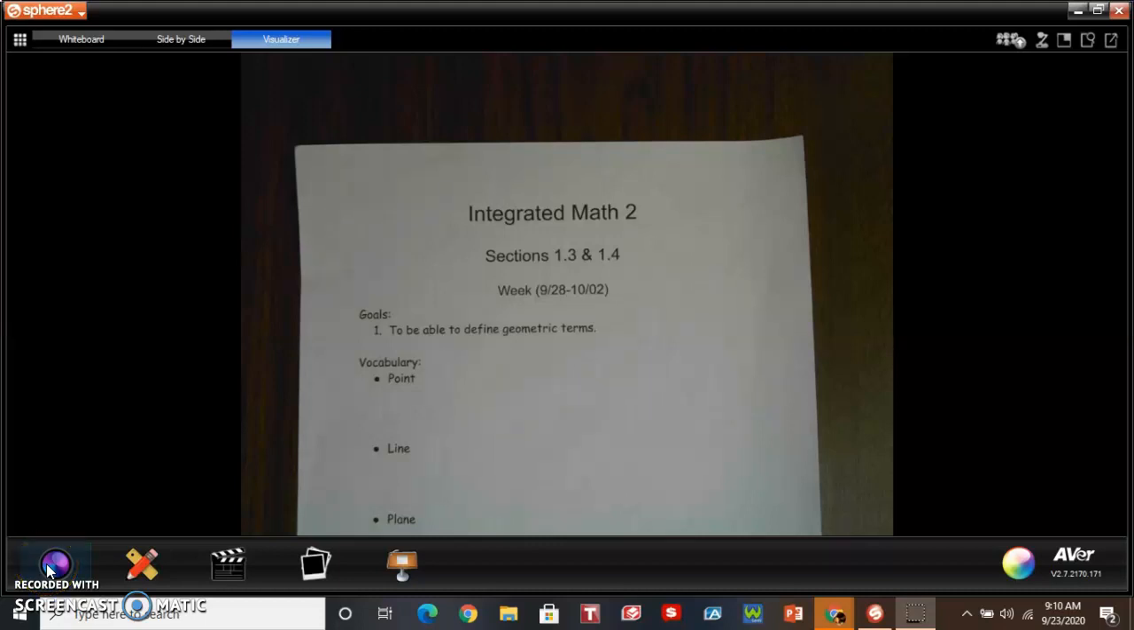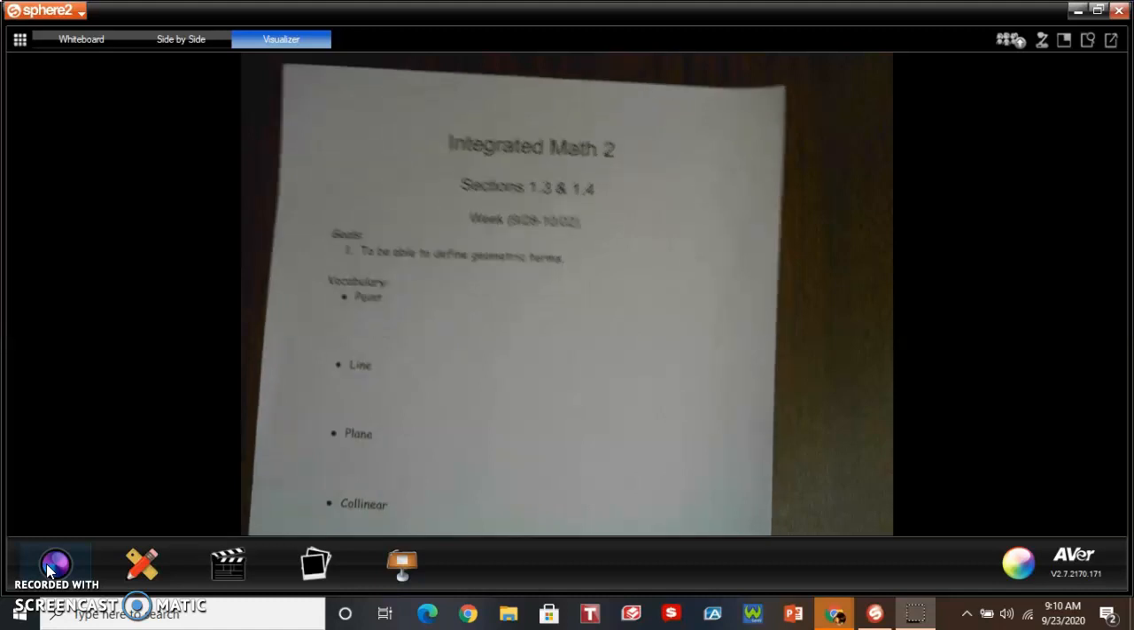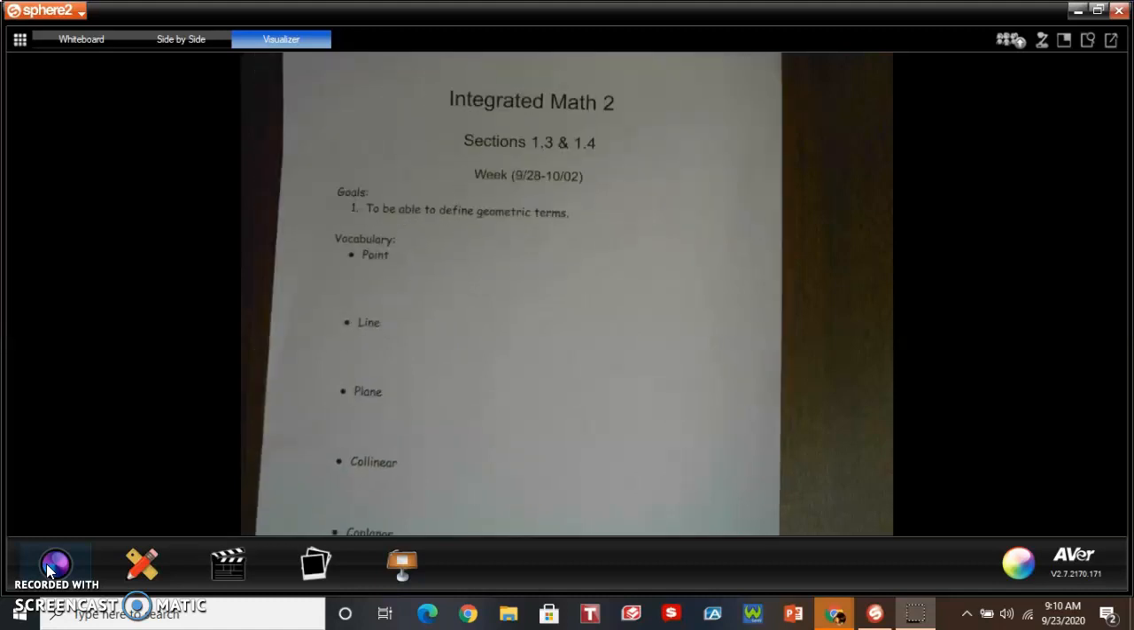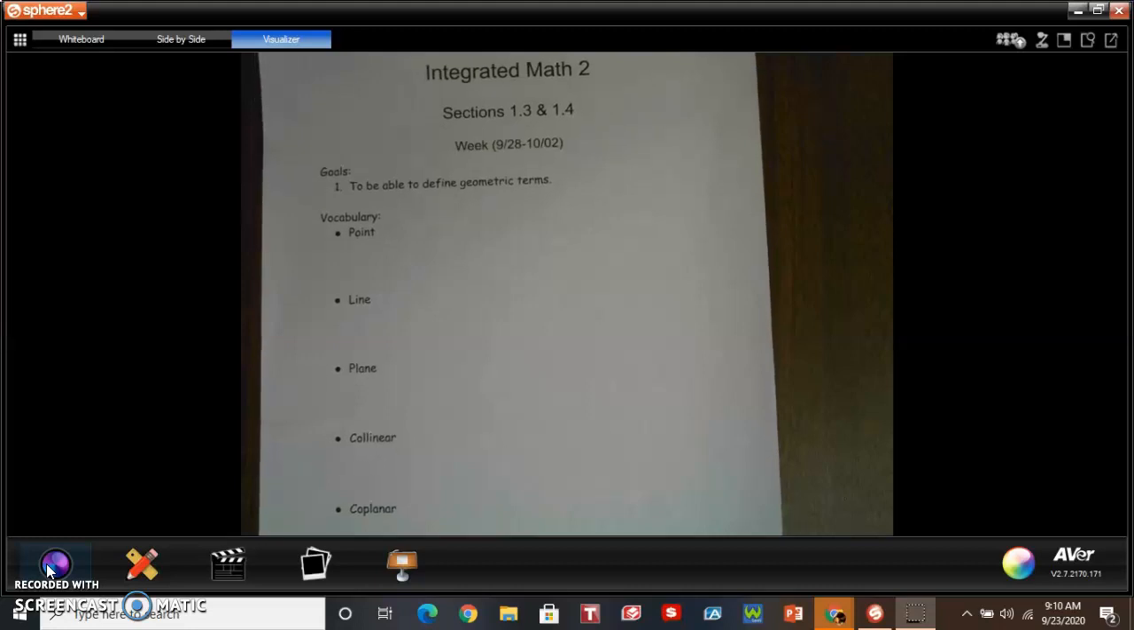All right, so we're covering 2 sections today, but we have one goal, and that is to be able to define geometric terms. So it's like your shortest notes ever, because it's just vocab, all right? So make sure you take these vocab down so that you have them to help you on the Google form assignment that is aligned with it.